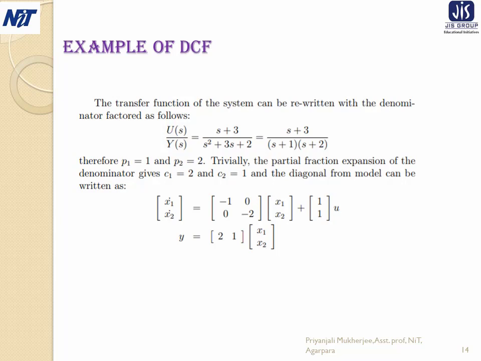So for the same transfer function, we can use different methods. One is the controllable canonical form, another is the observable canonical form, and the final one is the diagonal canonical form. That means all of these representations give us the same transfer function, or we can say that these three are different ways of writing the state equation which actually represents the same transfer function.